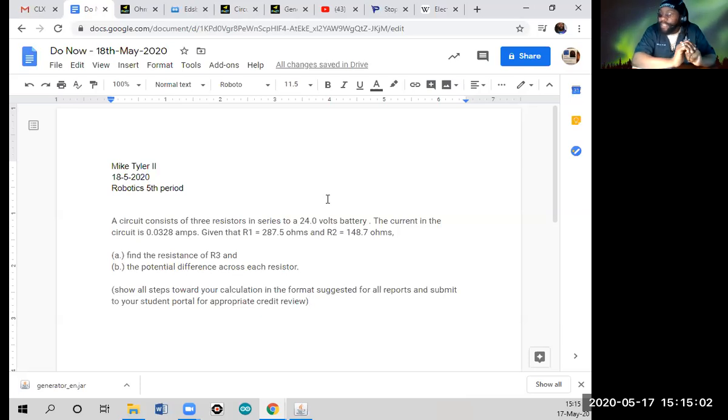A circuit consists, and we talked about circuits earlier, of 3 resistors in series, all right, to a 240 volt battery. And I just want to make sure that my headset is on the right setting for volume.